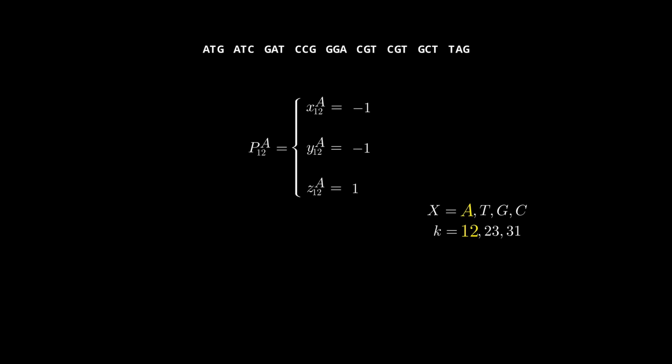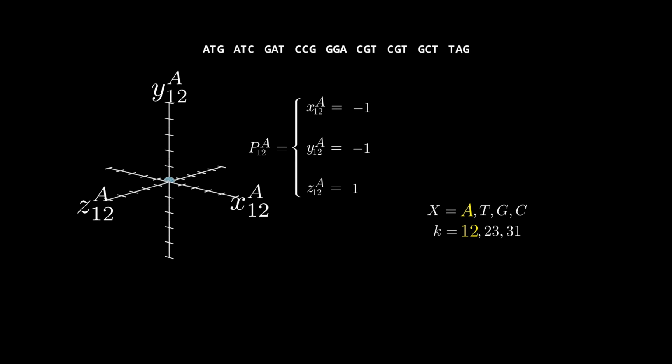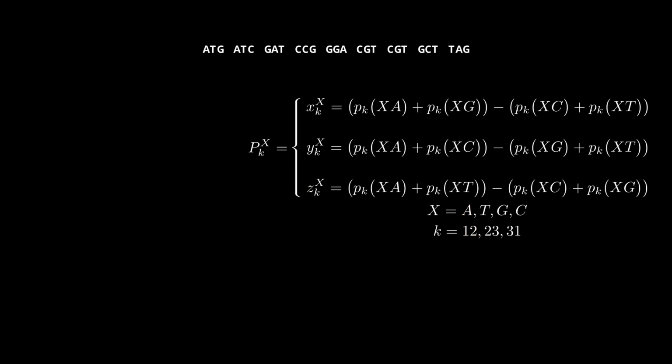With all of the dimensional components filled out, we can plot the point P sub 1 2 super A in a 3-dimensional space like what we did with the previous formula. However, that was only for when capital X was equal to A. We still need to do when capital X equals T, G, and C, as well as when K is equal to 2 3 and 3 1.